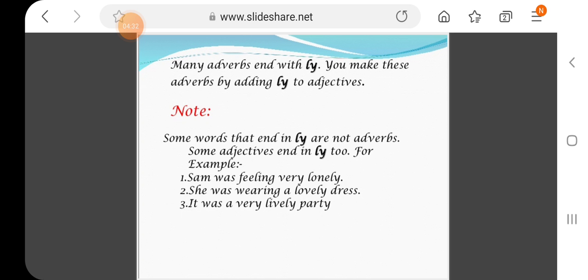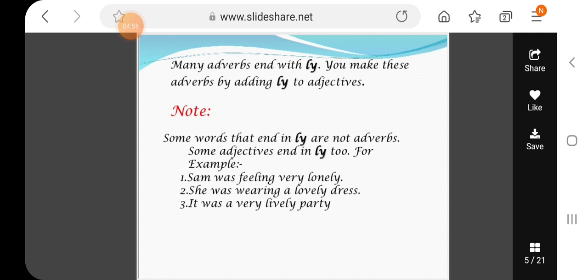Mostly adverbs end with ly, but there are certain words which are adjectives, and you can sense that according to their function in a sentence. So semantic meaning is very important, how the word is being used in a sentence. Sam was feeling very lonely. Here lonely is not an adverb because it is used for Sam. She was wearing a lovely dress. Lovely here is not defining wearing. Lovely is attributing towards the dress, वो dress की तरफ इशारा कर रहा है. It was a very lively party. So you can see there are certain words which are defining nouns, not verbs.